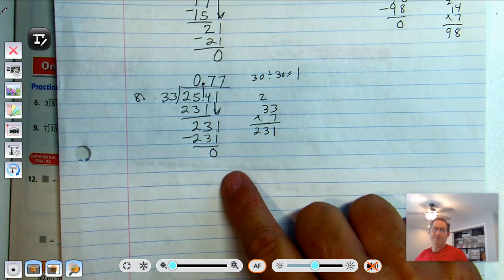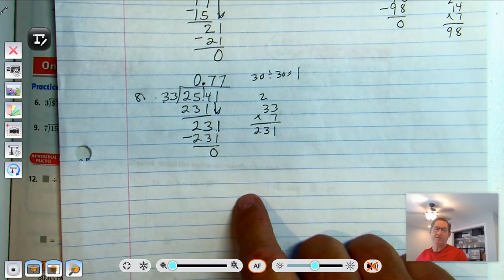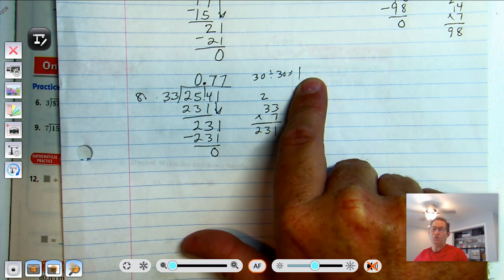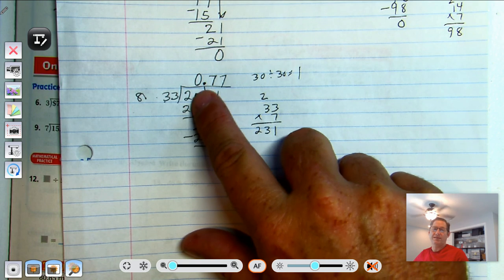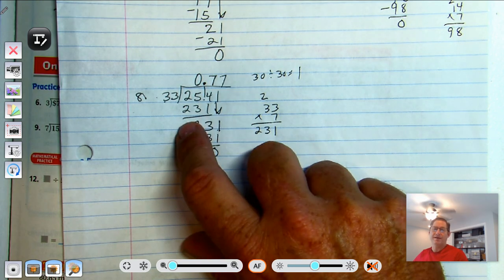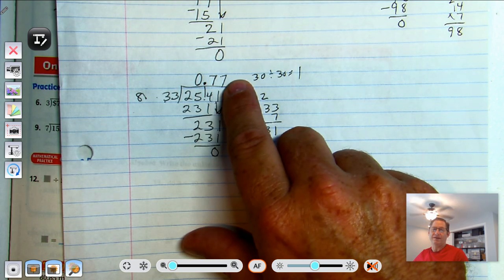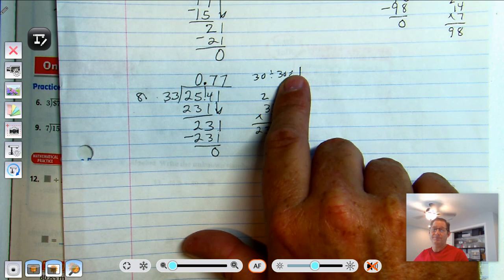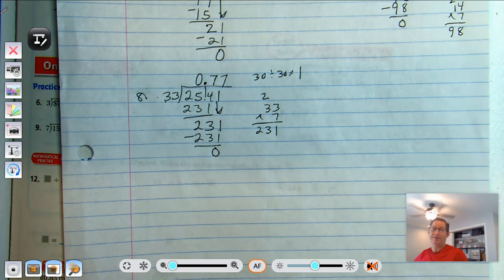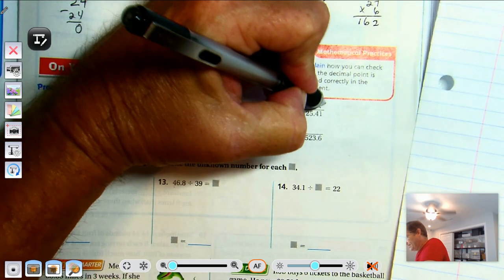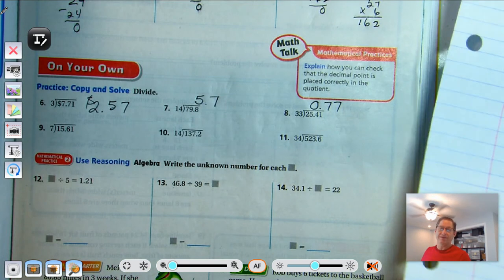So we have nothing left, and there are no numbers in the dividend, so this problem is finished. And we said that our answer is going to be close to 1. Well, if we put the decimal point after the 7, 7 is really not close to 1, is it? If we put it to the right of the other 7, we'd have 77. That would be significantly too far away. So it's got to go to the left of the 7. So number 8 is 0.77, 77 hundredths.